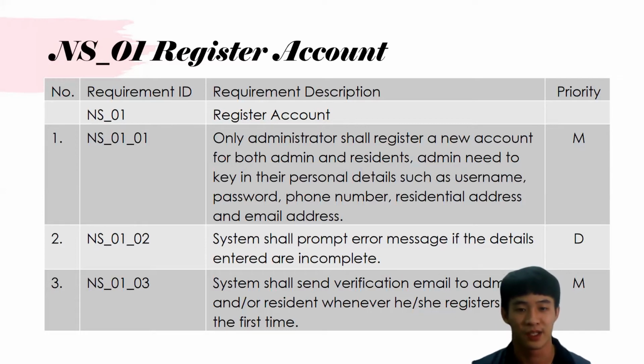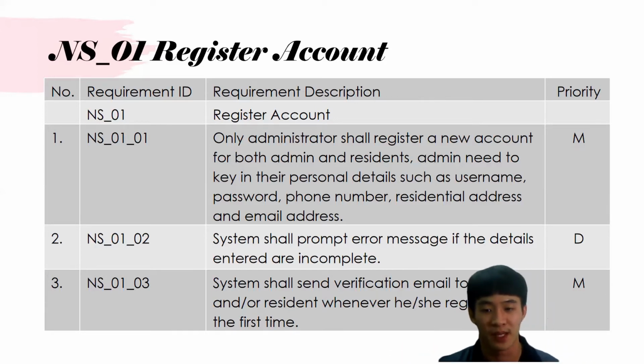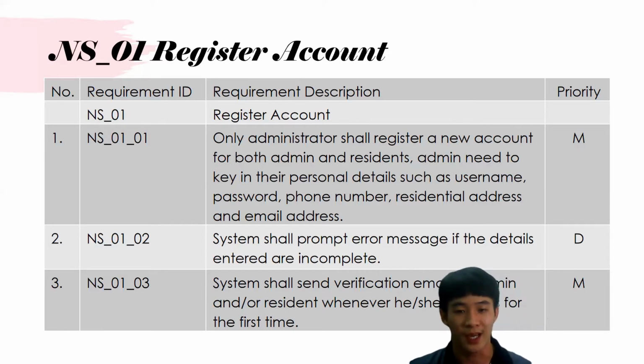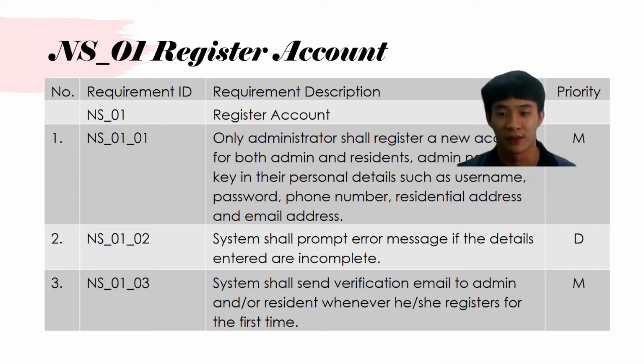The first one is the register account. In this function, we have two mandatory requirements and one desirable requirement. The first mandatory requirement is that only the administrator shall register a new account for both admin and residents. Admin needs to key in personal details such as username, password, phone number, residential address, and email address. So only admin can register a new account for both admin as well as residents. Residents cannot register an account by themselves, so they have to refer to admin to register for them.